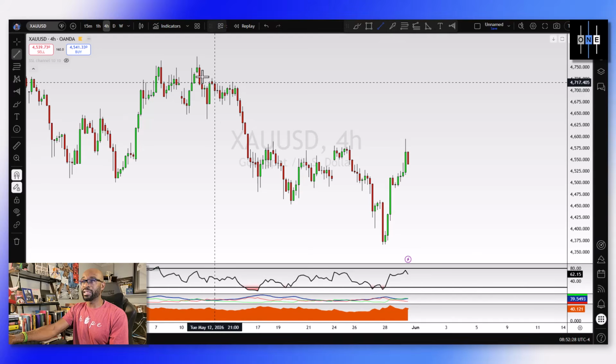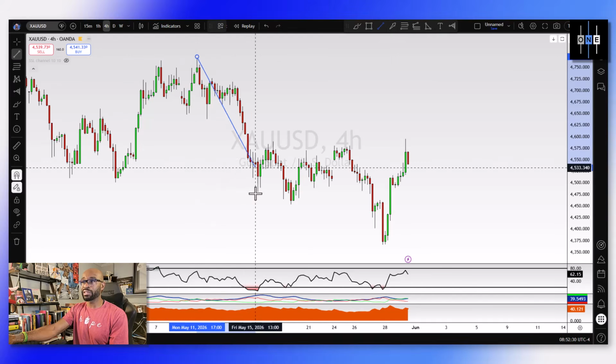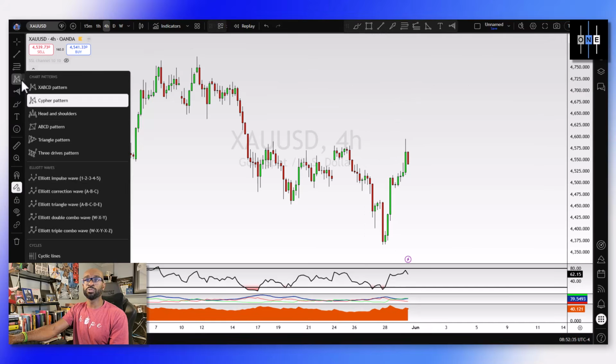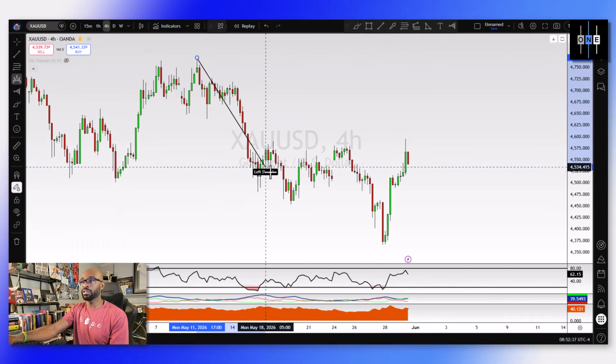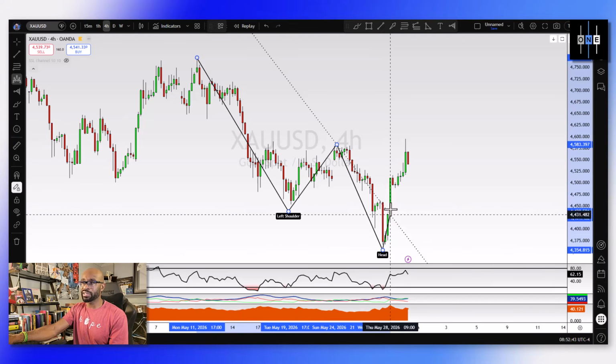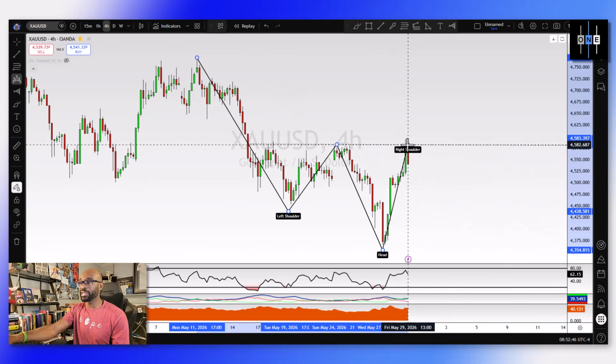Price action has dove down from this level right here. Turn this magnet off. We've dove down from this level right here. We found the shoulder, right? We came down for a head. It's going to be a little bit of a sloppy one. We've returned to the neckline.